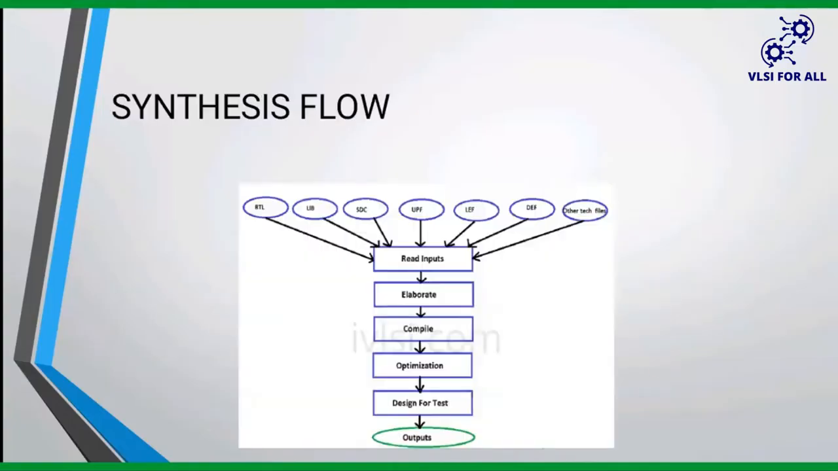Next, I told you about the synthesis flow. So what is a synthesis flow? I told you for each and every tool we should give an input. So after giving the input, how does the synthesis occur? First it reads the input. Whatever inputs we are giving, firstly it will read them. Next, after reading, it elaborates. The next steps are compile, optimization, test or DFT (design for test), and then output.